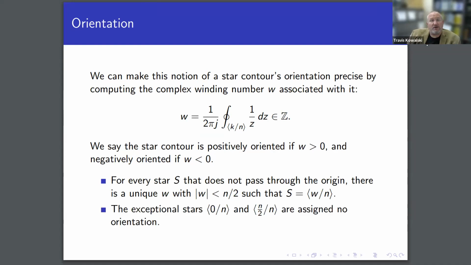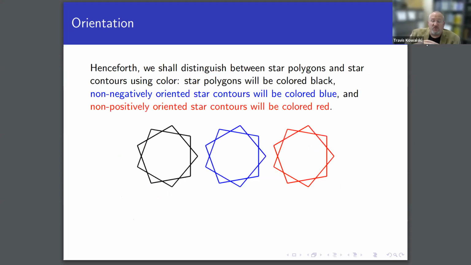The two exceptional stars, the 0 star and the n over 2 over n stars, we're going to assign no orientation to those. In the case of the 0 over n star, it's disconnected. None of the points circle the origin. And in the n over 2 over n star, it passes right through the origin. And so this winding number formula explodes. So we're just going to assign no orientations to those two. So in terms of drawing pictures, I want to be able to distinguish these things relatively quickly.